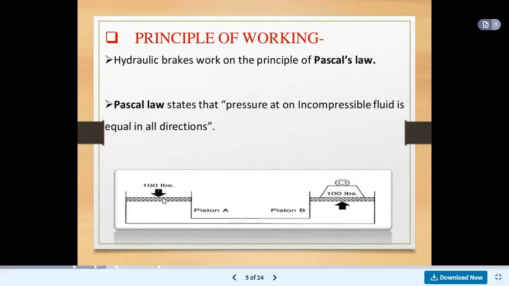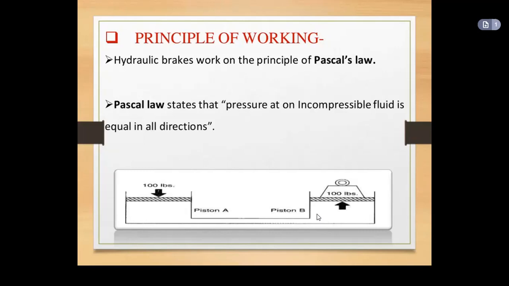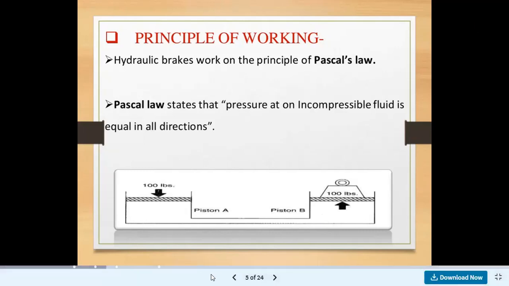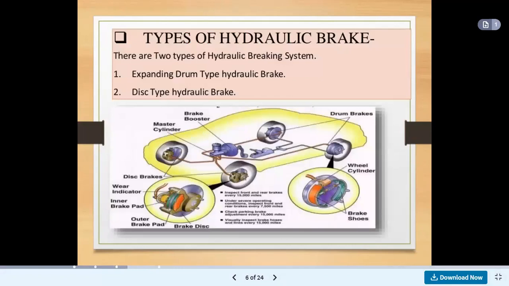So consider 100 pounds of force applied here, and this is piston A, this is piston B. If we apply 100 pounds, then how much goes in the upward direction? It goes 100 pounds in the upward direction. Okay, and here balance takes place.